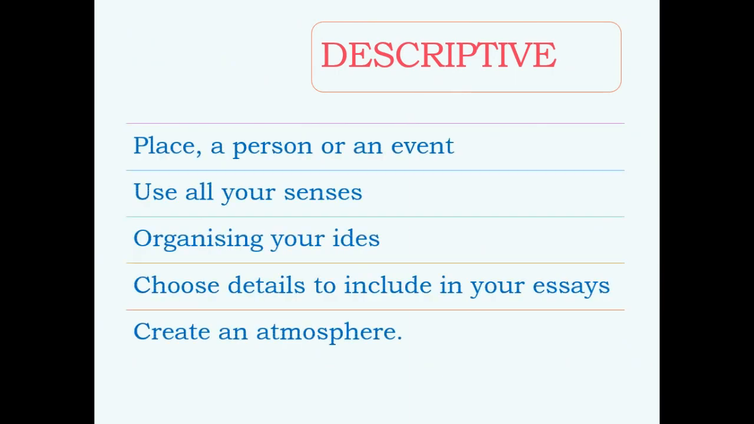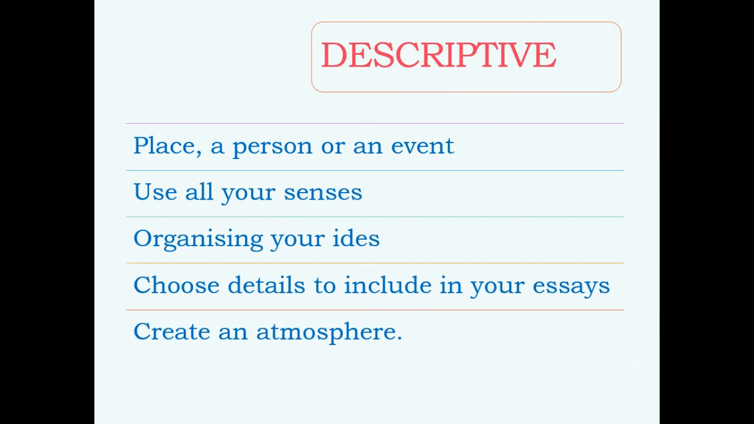For descriptive writing, we look into a place, a person, or an event. You should use all your senses, organize your ideas, choose details to include in your essay, as well as create an atmosphere. If you are describing a scene or an event, it has to be lively and interesting. Let's say you're describing our National Day, it has to be as if you are at that place. Describe activities in detail. Don't just say it very subtly, say it in more detail. Activities are arranged in order.